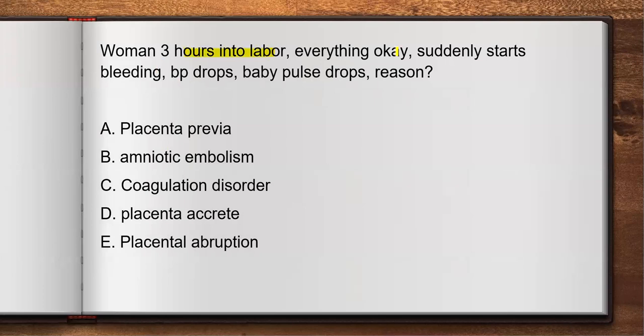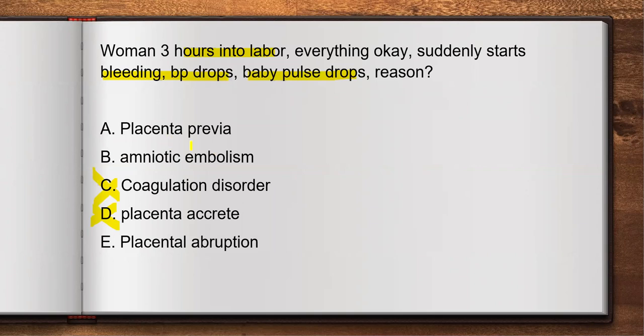So a woman in labor, everything is okay. Suddenly she starts bleeding, blood pressure drops, baby's pulse drops. I suspect this question might be a lot bigger than what it looks like, and it might be more complete. Okay, so we ruled out this one. Amniotic embolism is less likely given the patient is just bleeding from, we don't know from where. That will also be given in the exam question.